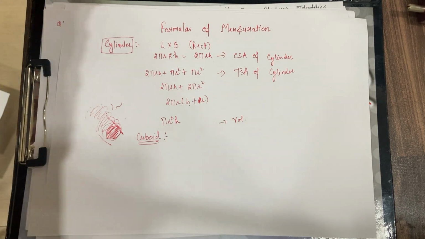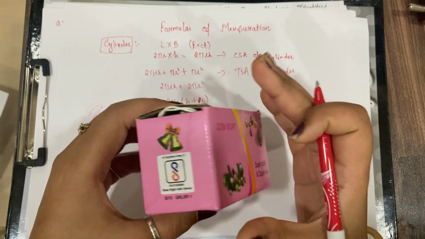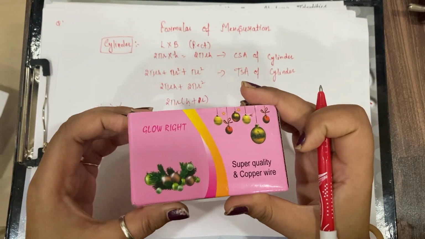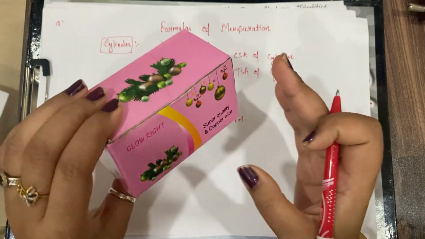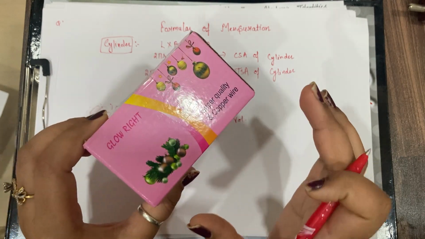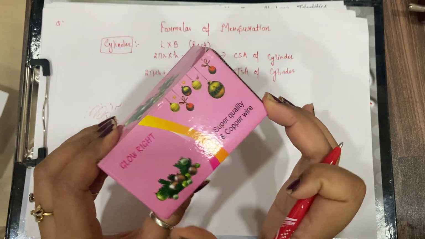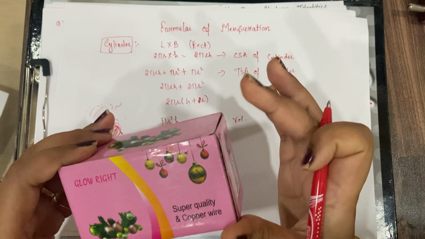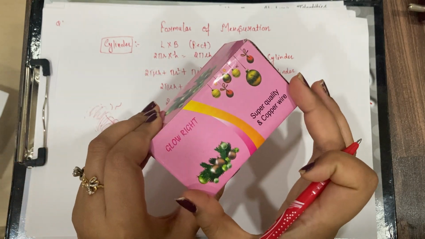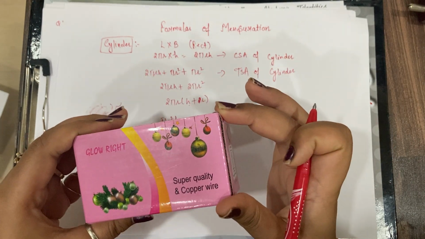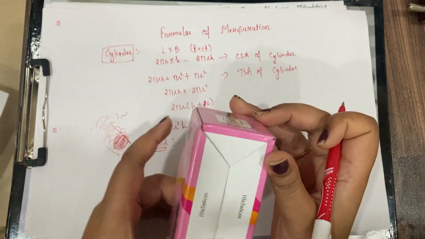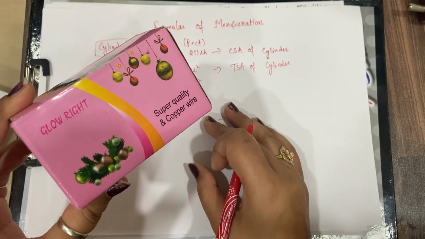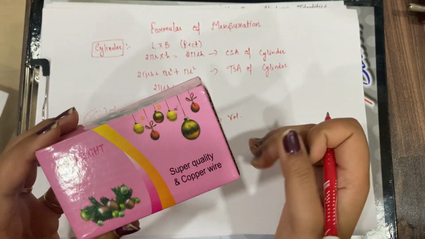Cuboid is a figure like this. In this, see, all the faces have different dimensions. Length is different, breadth is different, height is different. Where L, B, H are different, it is known as a cuboid. A three-dimensional figure where length, breadth and height are different.